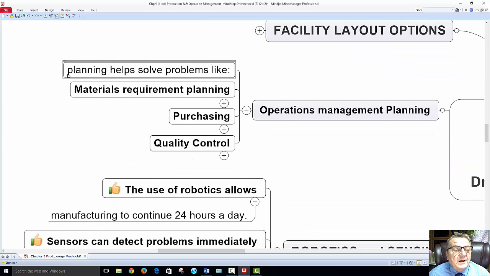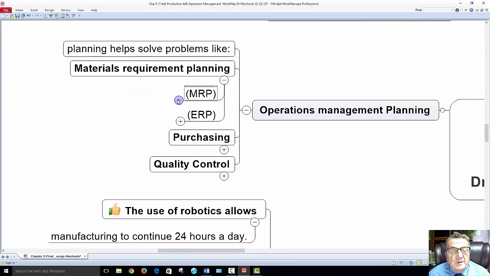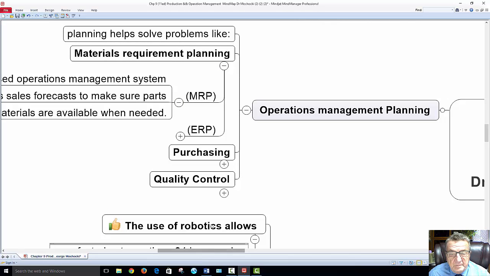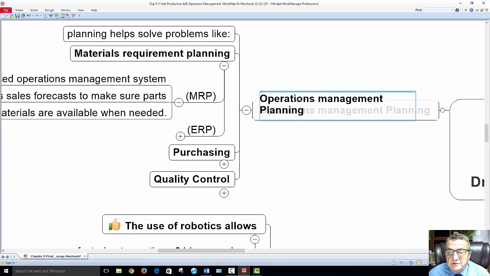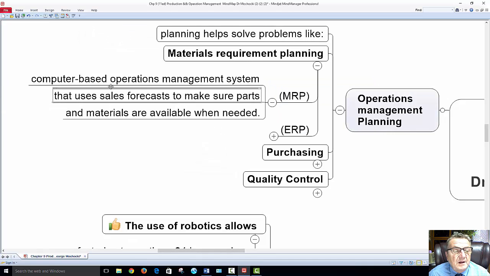Okay, operation management planning. Planning helps solve problems like materials planning, MRP, material request planning. Let me just bring this here so you see the whole picture. Remember, you stop this, write it down, take a note. Computer-based operation management systems that use sales forecasts to make sure parts and materials are available when needed. And it will tie in later on.